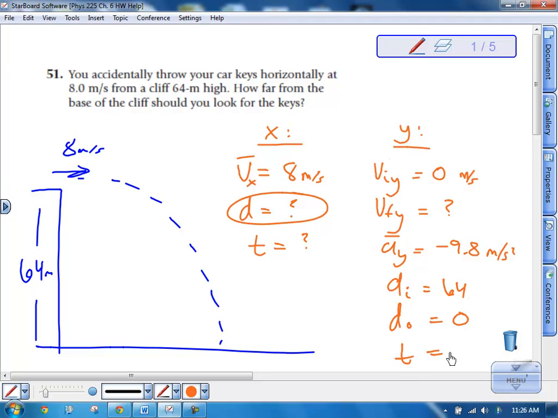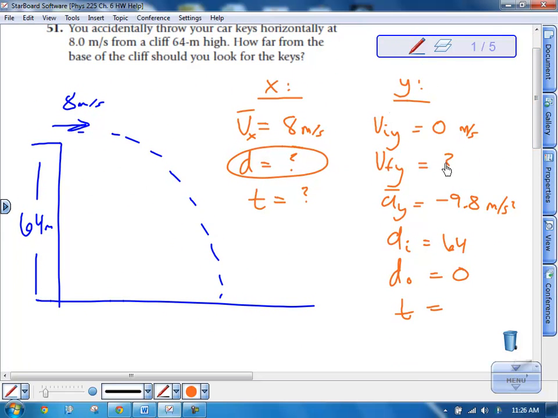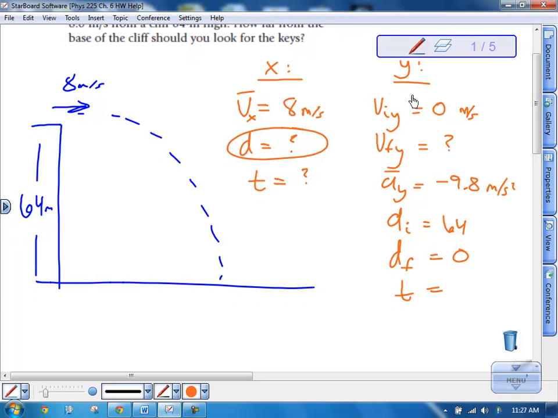Now, in most of these problems where you're trying to find something in the horizontal direction and you're not given enough information, what you want to do first is find the time, because the time is the same for the X and the Y. So that's your link to getting another piece of missing information in the X direction in order to solve the problem. I'm sorry, this should be distance final. All right, so what we want to do then is look for a relationship between initial velocity, acceleration, distance, and time, because we know that we want to find that time right there.